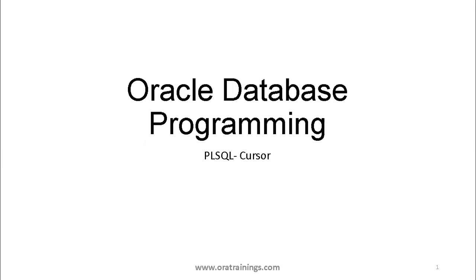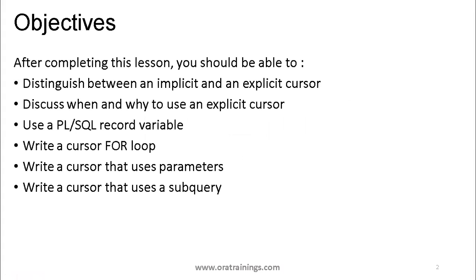In this Oracle database programming session, we'll discuss PL/SQL cursors. Let us get into the objectives of this particular session. After completing this lesson, you should be able to understand what is implicit and what is explicit, and when to use which one, how to use a PL/SQL record variable, how to use a cursor using a for loop, how to declare a parameterized cursor and fetch the data, and write a cursor that uses a subquery. Okay, so let's start with the first one.